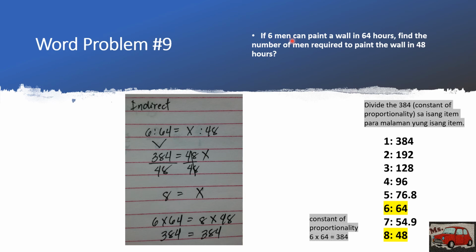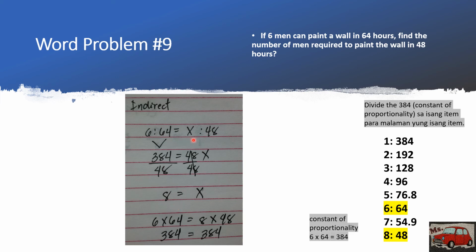So, we have here 6 is to 64 and then x is to 48. So, this x is the number of men and this 48 is the hours to finish. Okay? So, let's multiply. 6 times 64, that is 384. And then x times 48, that is 48x. So what we want is the value of x. So we just need to cancel 48 by dividing by itself. And then only x is left. So we also need to divide by 48 and the answer is 8. Okay? So the value of x is 8.